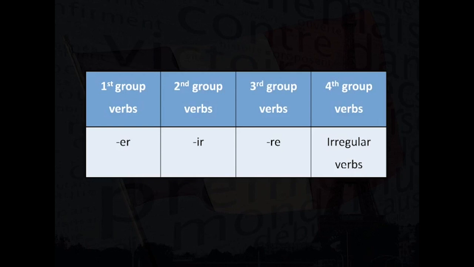Each of these groups of verbs has its own rules of conjugation, and each verb within that group follows the same conjugation pattern. Only the 4th group is an exception. All the verbs classified under this group are irregular because they don't have a standard conjugation pattern. In this lesson, we will focus only on the second group verbs, that is, those verbs that have IR ending.